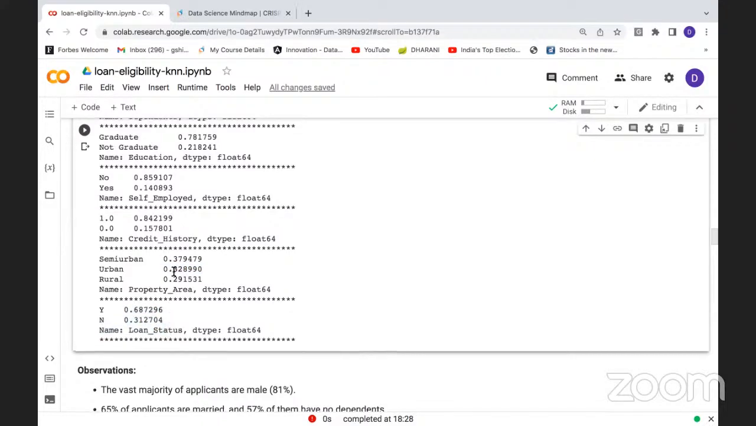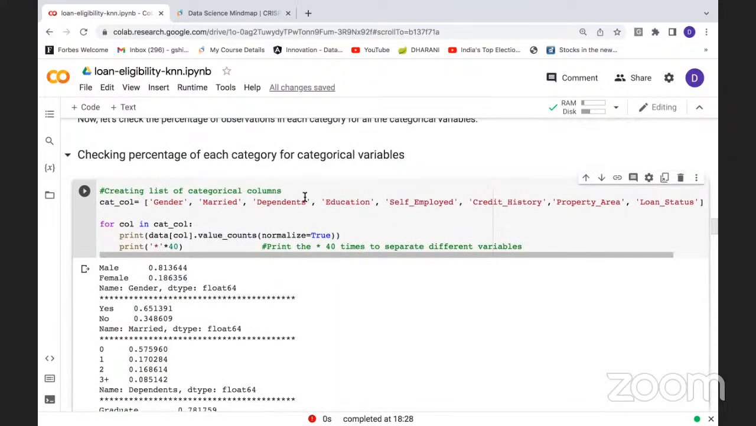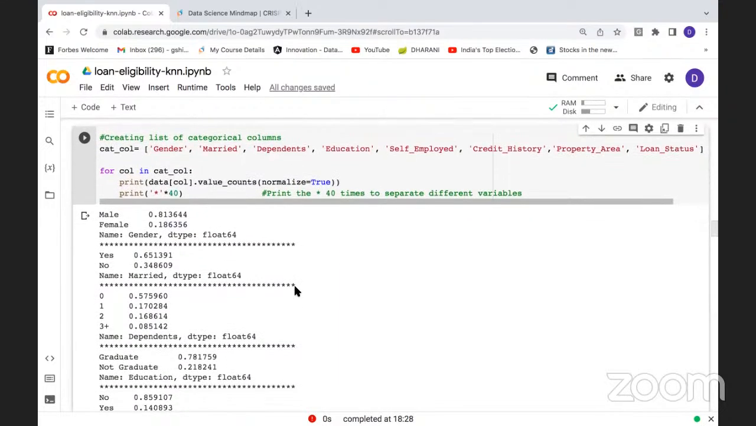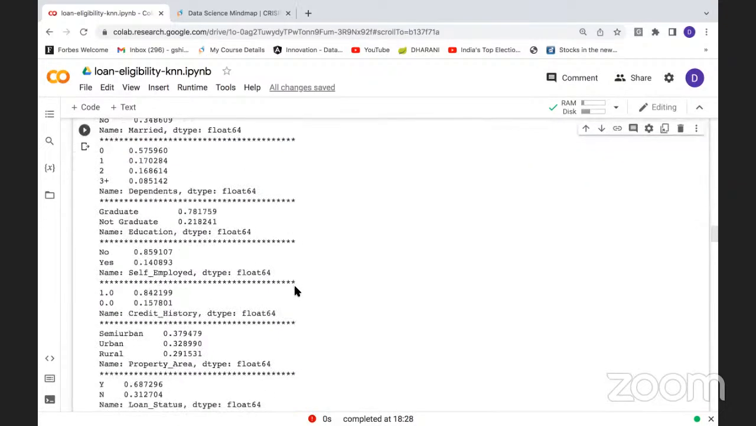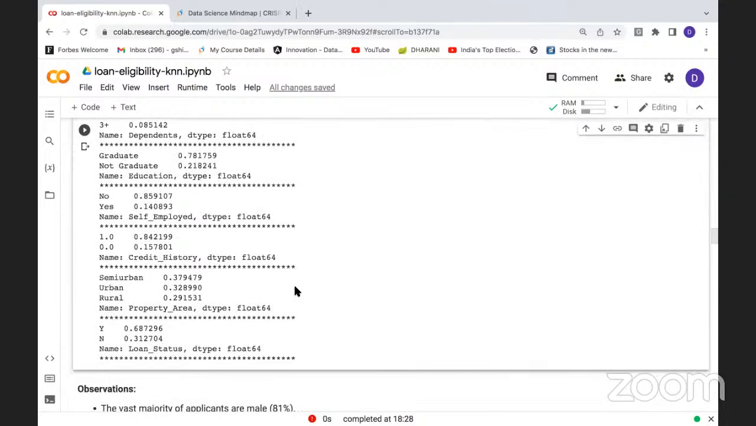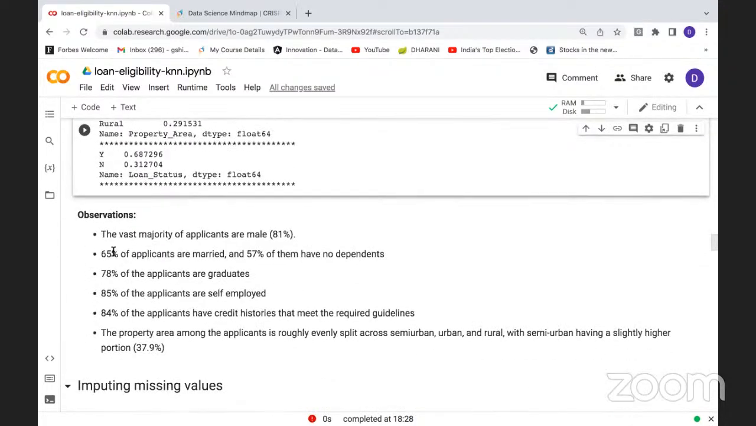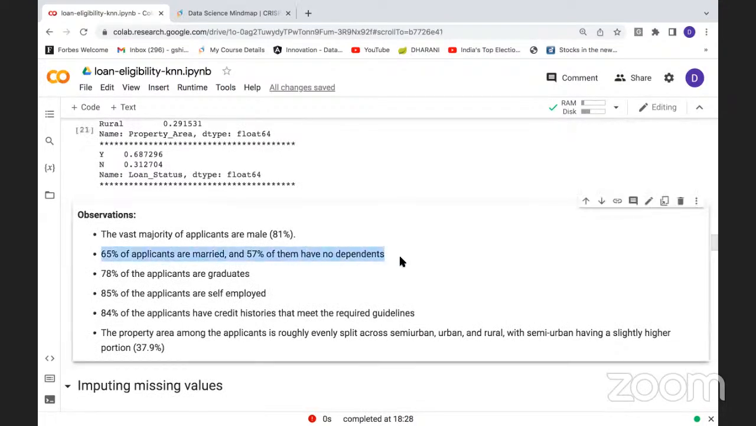These are the proportion calculations we have done for categorical data, to give an idea of how many people are male or female, how many are dependents, how many are graduates, how many have submitted property related to semi-urban and urban. All these things we are finding. So see, this is an observation we could make. 57% of them have no dependents only. 78% are graduates, 85% are not self-employed, 84% of the applicants have credit histories.